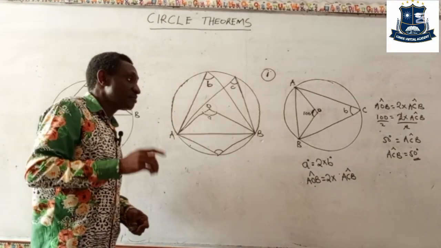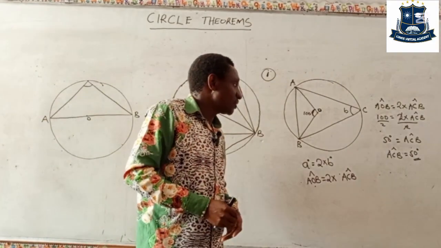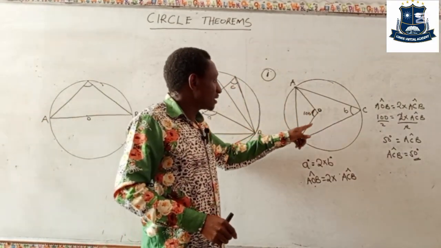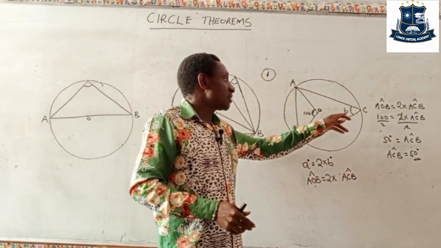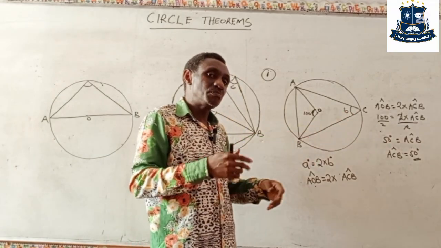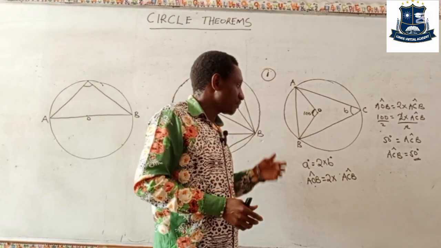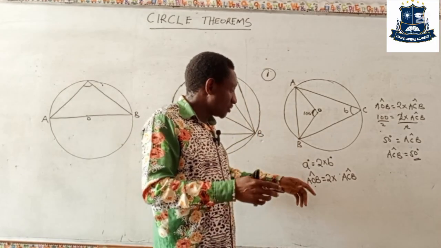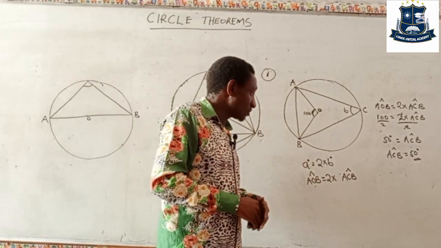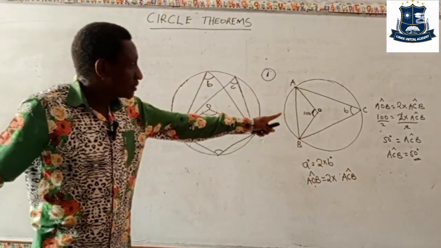So the first theorem is telling us that the angle at the center is always 2 times the angle at the circumference. That means it's twice bigger than the angle at the circumference. Okay. Now I needed to know how to use this A or B stuff. Okay, because that's also important. So that is the first theorem.